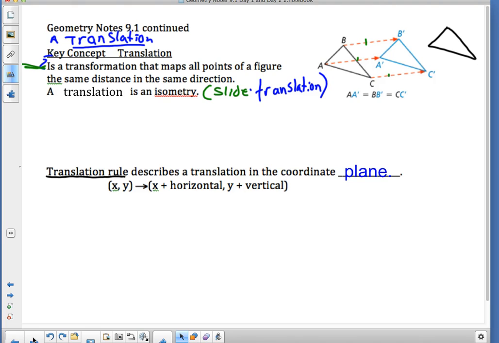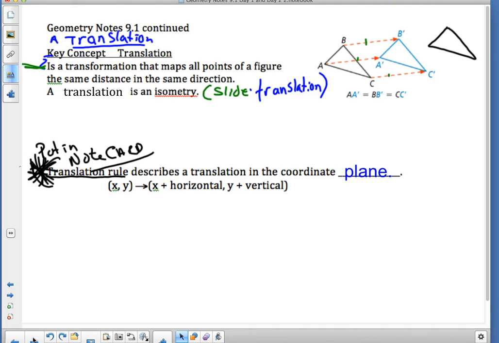So we got that translation rule up here, and look at it. I've got the translation rule. Matter of fact, if you're going to put something in your notes, put it in your note card. Now, a translation rule describes a translation in the coordinate plane.